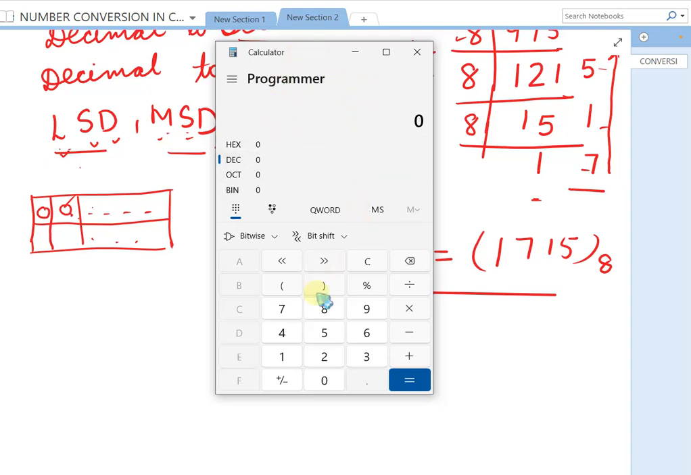So here is the programmer, and if I go to the hex mode, what you see here is a real calculator. I'm showing the hexa calculator. You can see 0, 1, 2, 3, 4, 5, a normal thing, till 9, and after that you will find A, B, C, D, E, F. These 6 letters are there, and they are in capital letters.